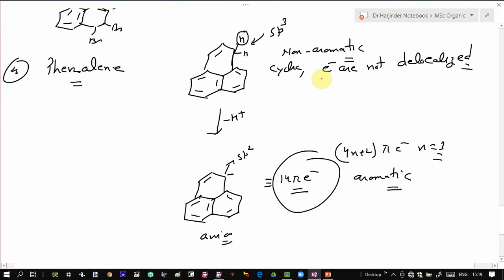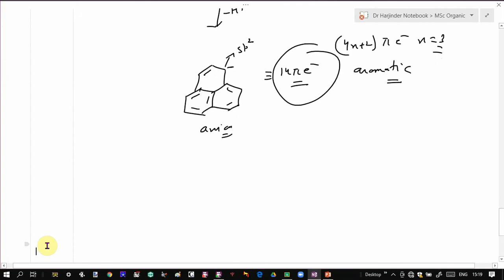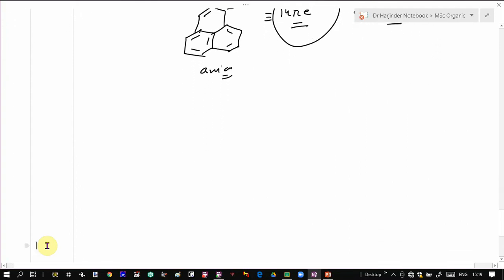As such, it's non-aromatic because there's no complete delocalization of electrons, as this carbon is sp3 hybridized. The resonance structures you have to write down by yourself. So these were the benzoid aromatic compounds. Now let's look at the non-benzoid aromatic compounds.